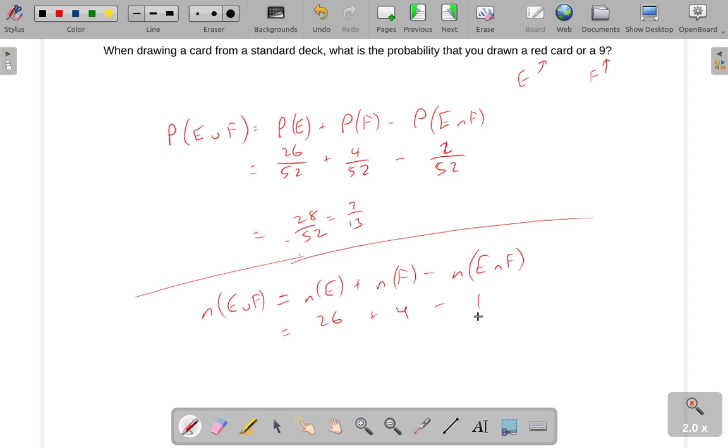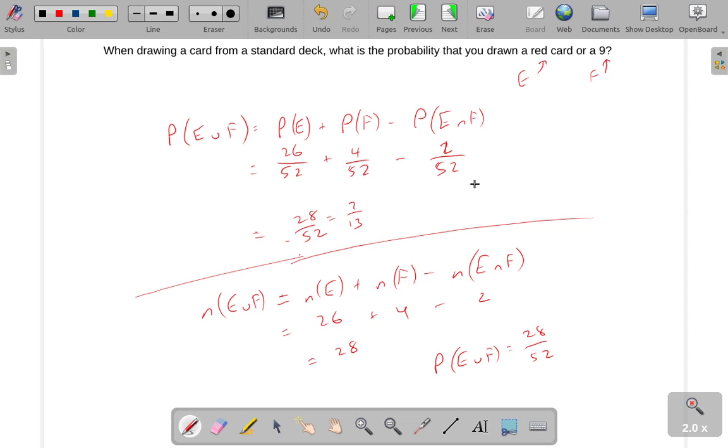All right, so here we would do the same thing. There's 2 red 9s, so I'll change that to a 2. You can see 26 plus 4 is 30, minus 2 is that same 28 we got up above. So n of e union f is 28. The probability of e union f is 28 out of 52. You can see it's pretty much an identical process.